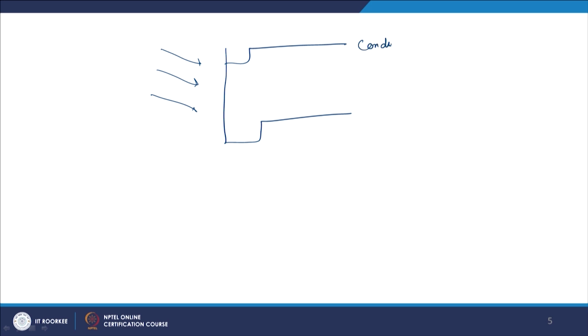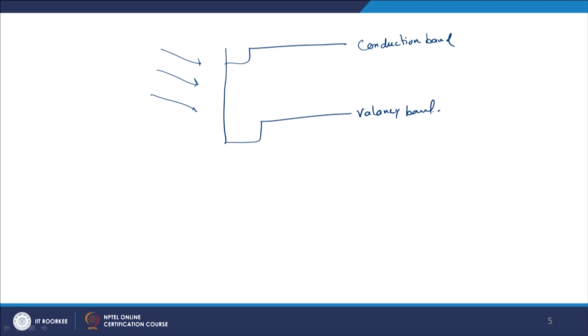Now, suppose there is a photovoltaic cell and rays of the sun are incident on it. Diffuse radiations are also coming, direct solar radiations are also coming. In a semiconductor, there are two types of bands. One is the conduction band, another is the valence band.